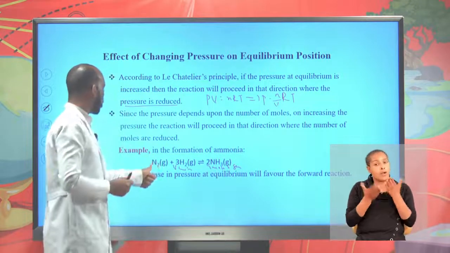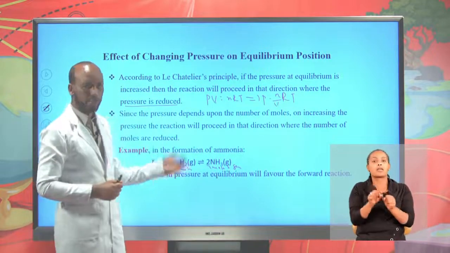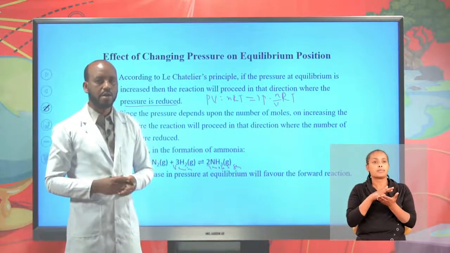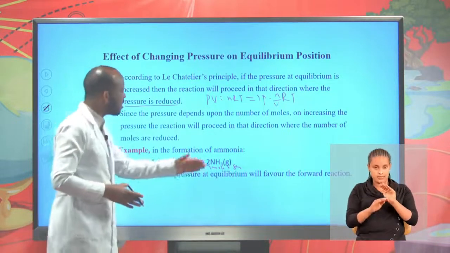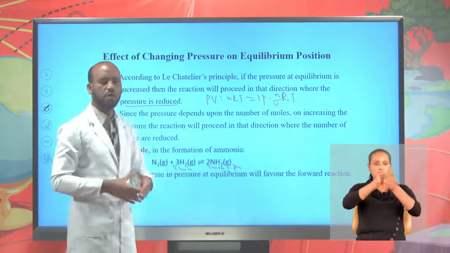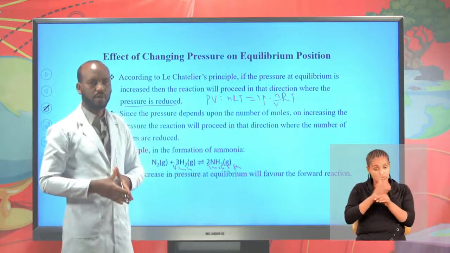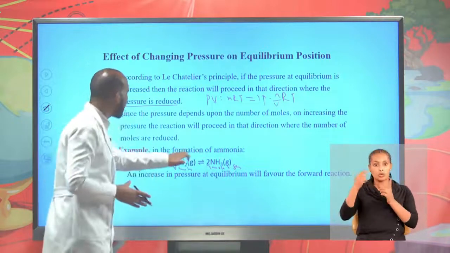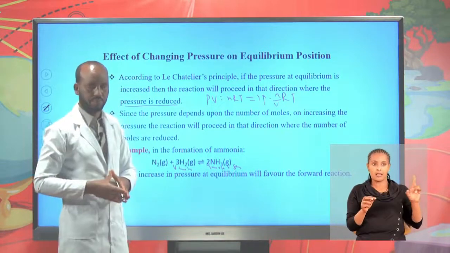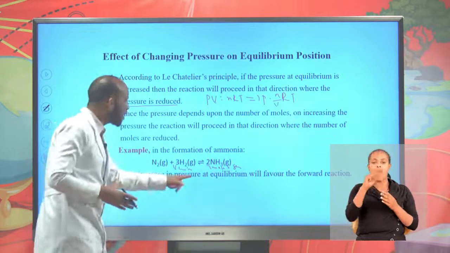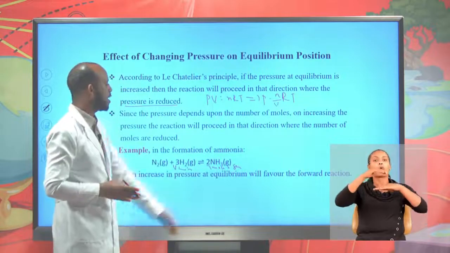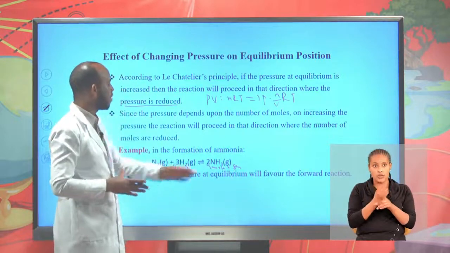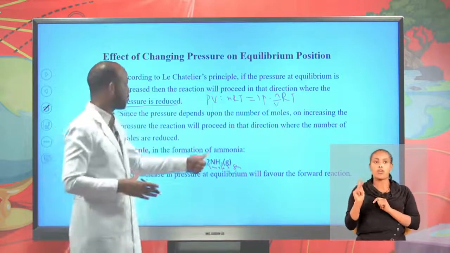If the pressure of this reaction decreases, then equilibrium shifts to the side which has the larger number of moles of gas, to the reactant side. See, an increase in pressure at equilibrium will favor the formation of products, the formation of ammonia.